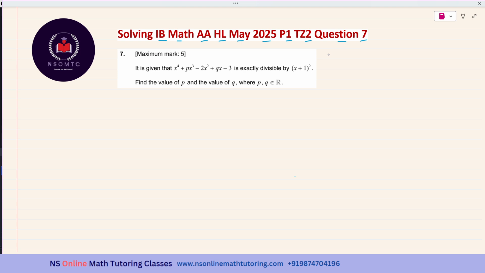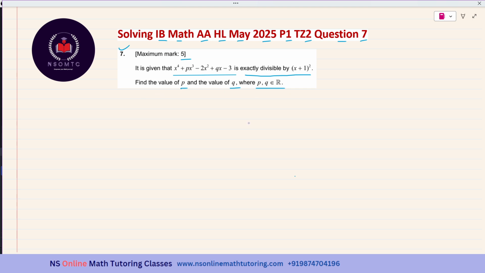So without any further delay, let us start to solve question number 7. The maximum mark is 5. It is given that x to the power of 4 plus px cubed minus 2x squared plus qx minus 3 is exactly divisible by (x plus 1) whole squared. Find the value of p and the value of q, where p and q are real numbers.